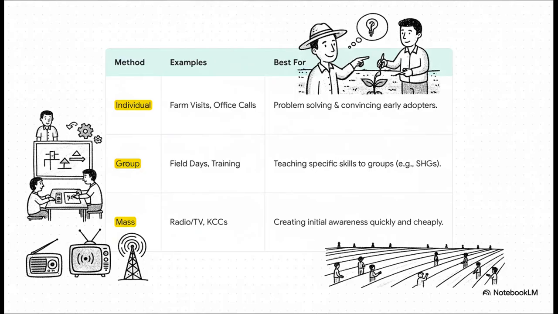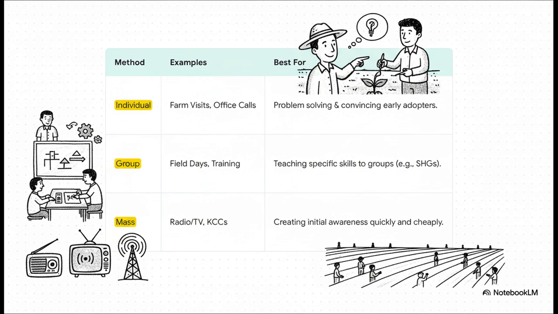All right, so how does all this new knowledge and technology actually get to the farmer? That's where agricultural extension comes in. There are pretty much 3 main ways to do it. You've got individual methods, like a farm visit, which are awesome for solving one-on-one problems.